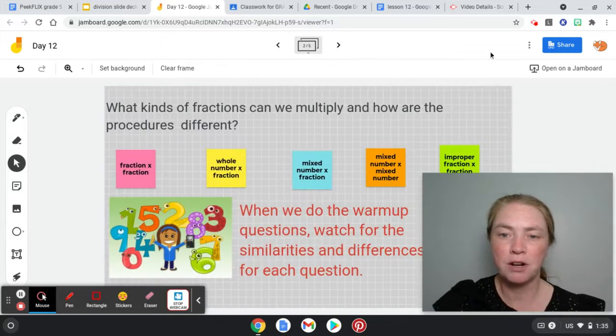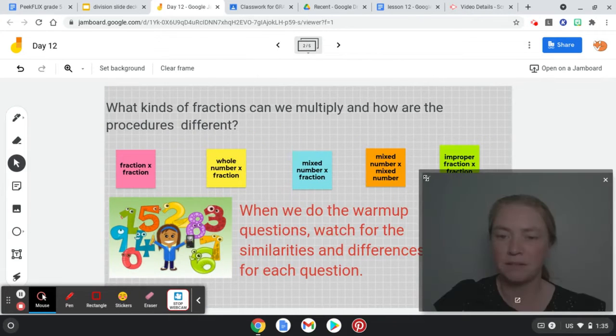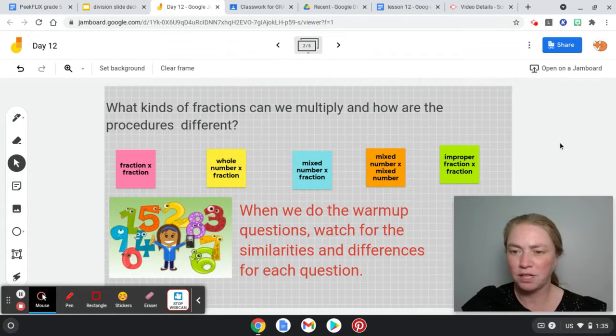Before we do our warm-up questions, what kinds of fractions can we multiply and how are the procedures different? So we can do a fraction times a fraction. In this case, it would be like 1/2 times 1/3. And when we multiply two fractions together, we only need to worry about multiplying the numerators times the numerators and the denominators times the denominators.